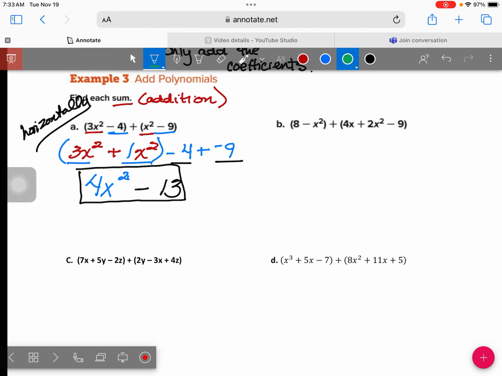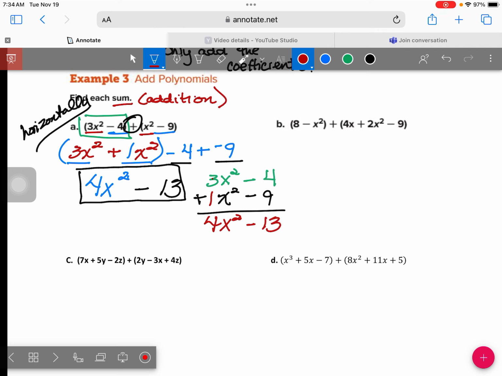Now, let's try it doing it vertically. So I have 3x squared minus 4. That's my first whole term. And then to that, I am going to add x squared minus 9. I know, like you just said, that this is a 1 in front. So my x squareds are lined up. 3 plus 1 is 4. -4 plus -9 is a -13. So you get the same answer, but in this way, we are adding them vertically.